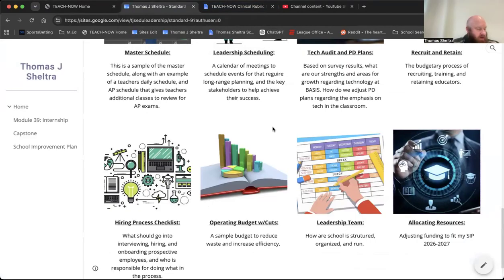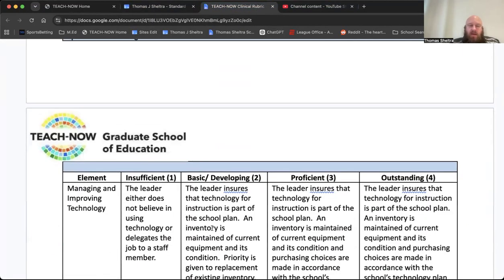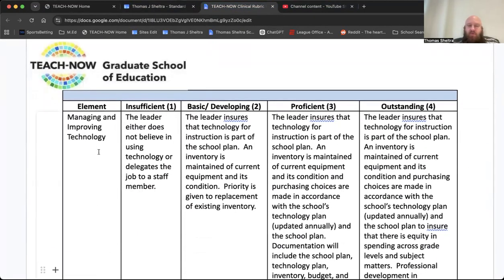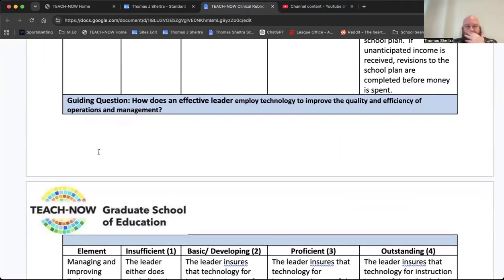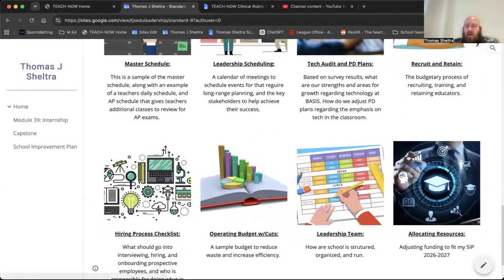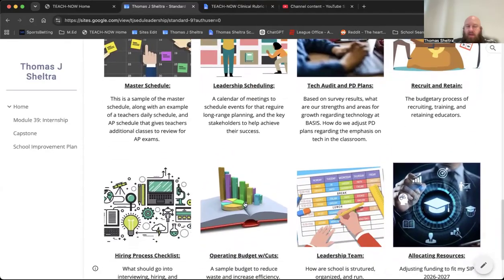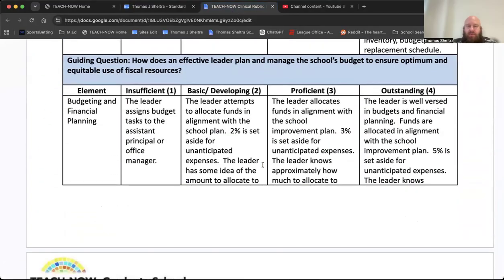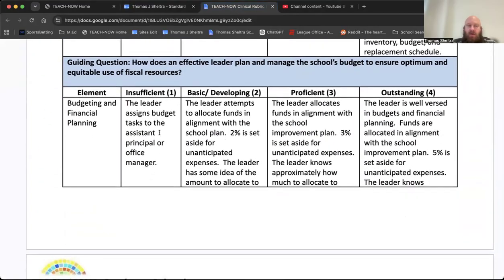And then the other areas that I want to look at for managing and improving technology. How does an effective leader employ technology to improve quality and efficiency of operations and management? So again, that's going to go into the tech audit that we have there, allocating the resources, and then based off the operating budget with cuts, those artifacts right there.